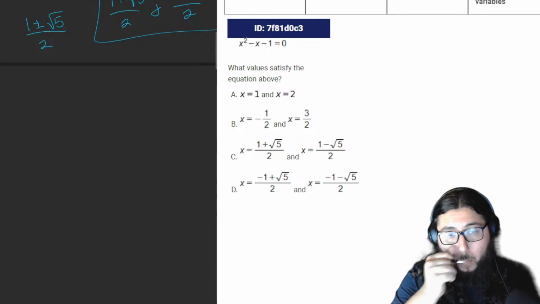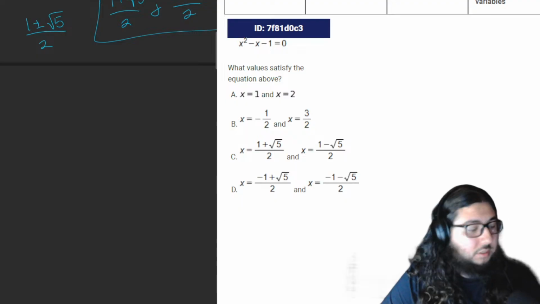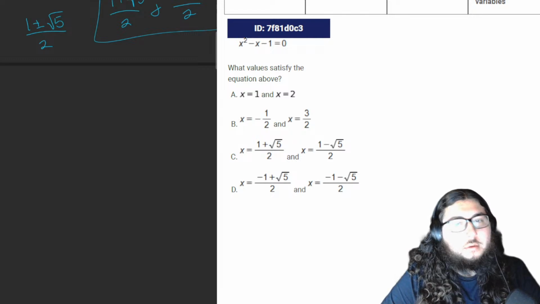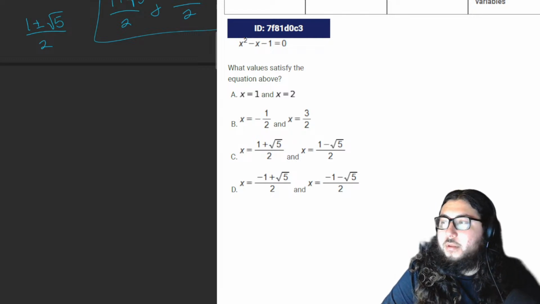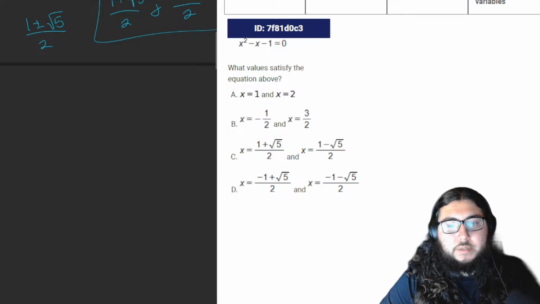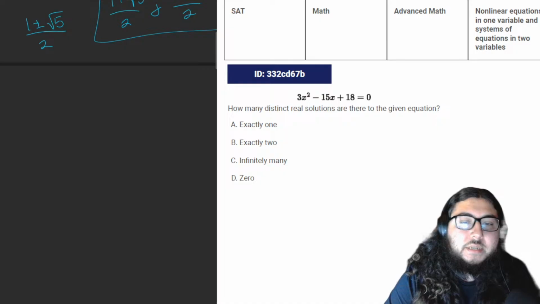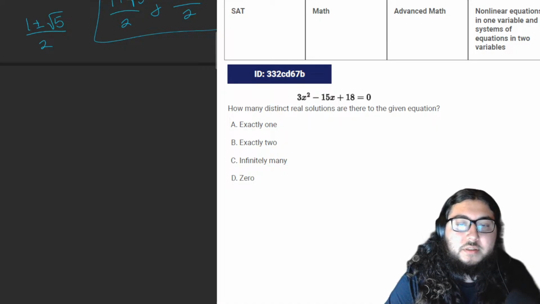So, our next question, I'll check the homework help Dropbox shared thing. Nothing there, so we will continue with our SAT questions. How many distinct real solutions are there to the given equation?